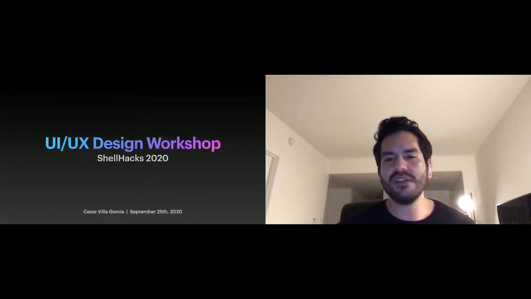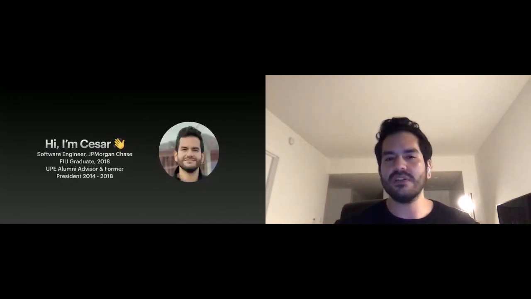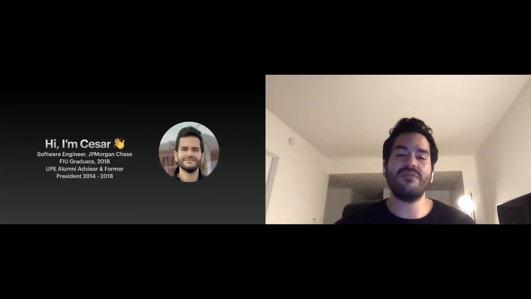So a little about myself before I begin. My name is Cesar Villa Garcia. I'm a software engineer at JP Morgan Chase. I actually started working at the firm about a year ago or so, having a great experience so far. I graduated from FIU in 2018 with a bachelor's in computer science. Currently, I'm an alumni advisor for UPE, and I was also president from 2014 to 2018.